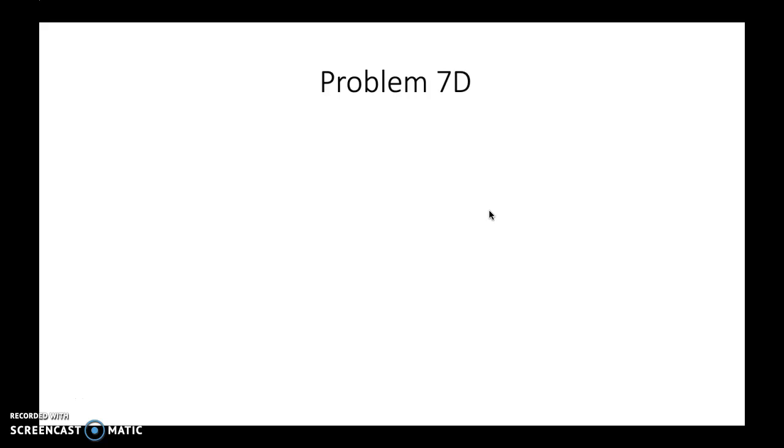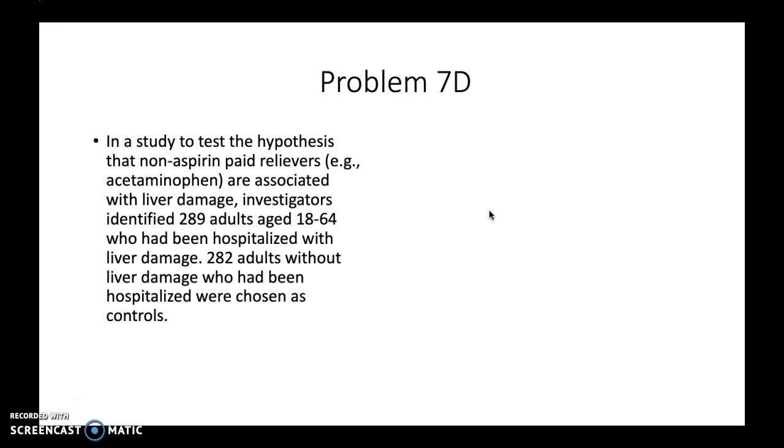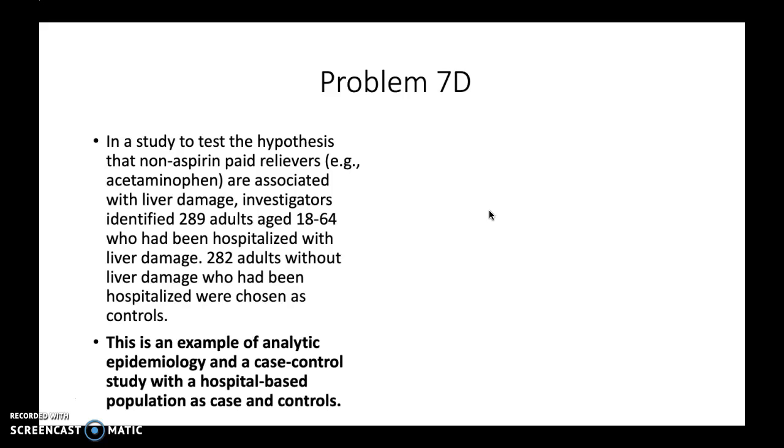So we're going to take a look at problem 7D. And it says, in a study to test the hypothesis that non-aspirin pain relievers are associated with liver damage, investigators identified 289 adults aged 18 to 64 who had been hospitalized with liver damage. 282 adults without liver damage had been chosen as controls that were also in the hospital. So this is an example of analytic epidemiology and a case control study with hospital-based population as cases and controls.